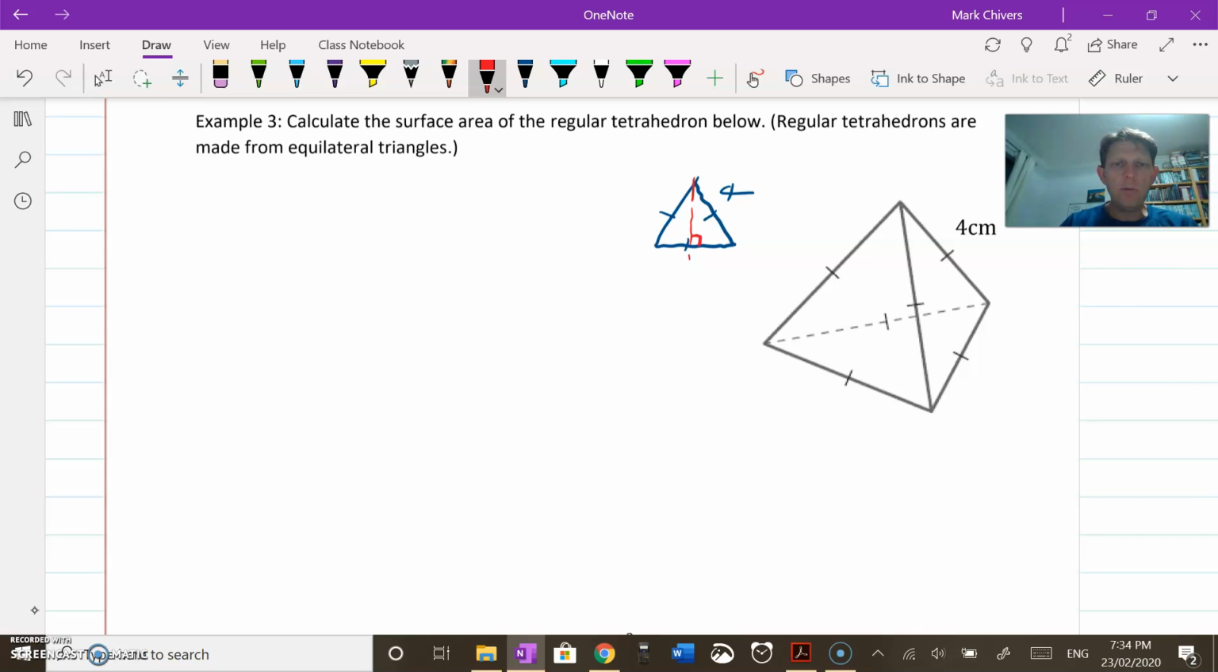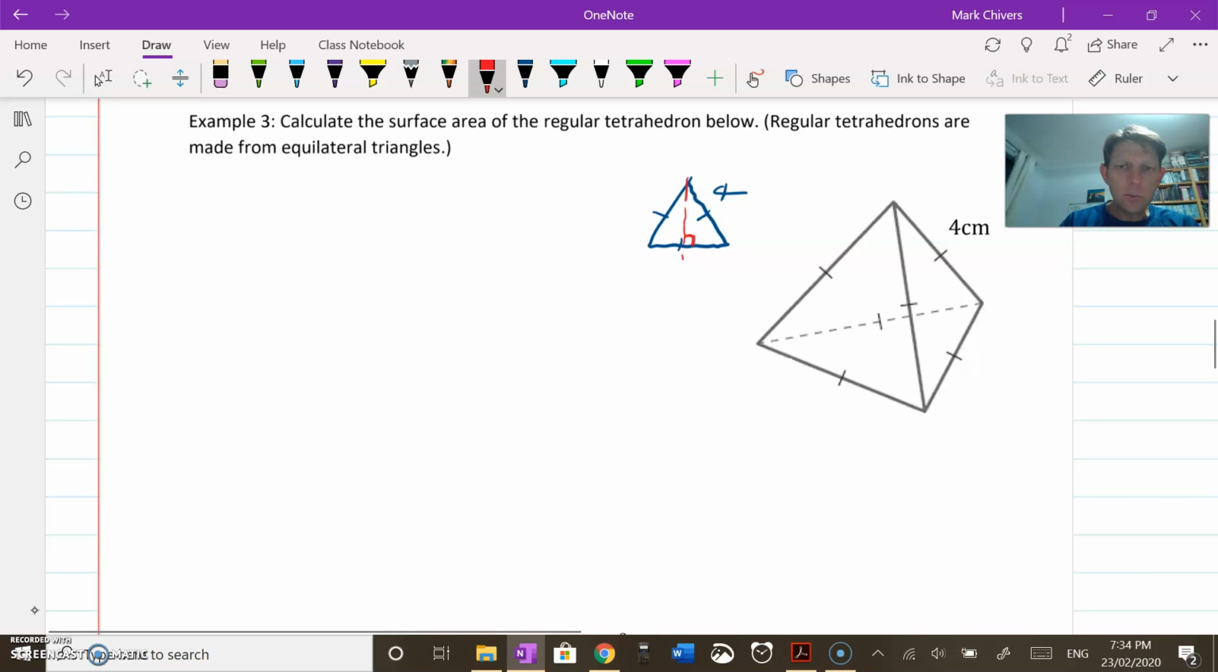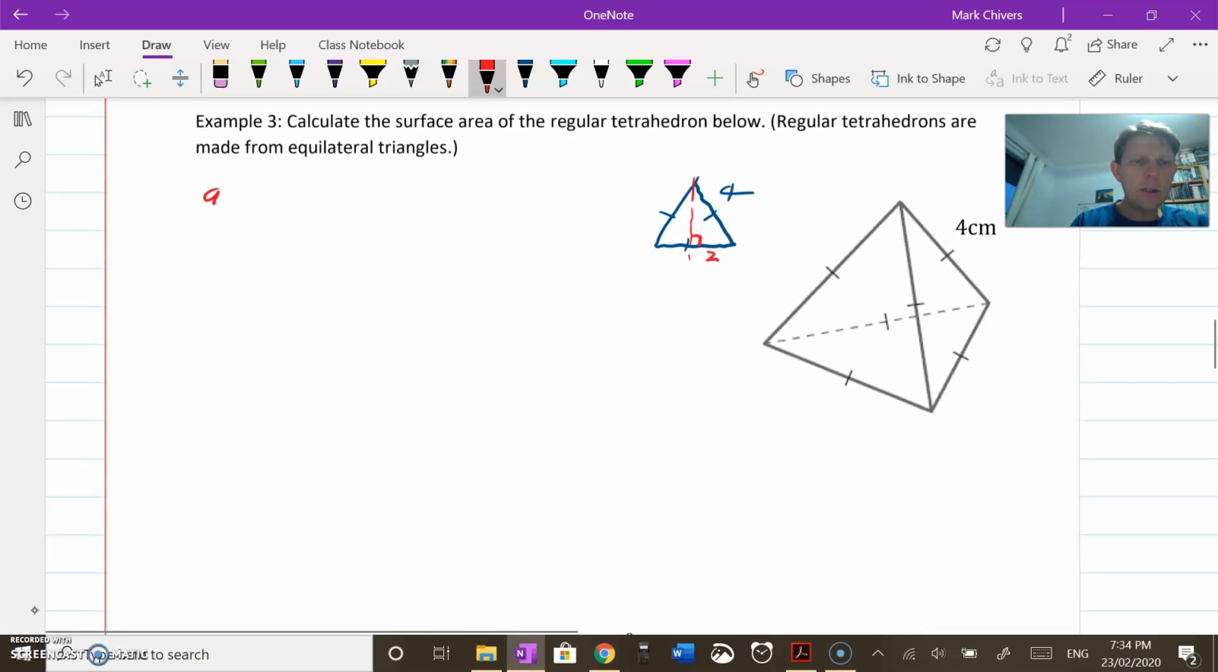So once we do that, we realize obviously that means this little spot down here must be half of 4, so that's going to be 2. And so we can use Pythagoras to work out the height of that triangle. So for that, we're just going to use the standard a squared equals c squared minus b squared. And in this case, that's going to be 4 squared minus 2 squared. Now 4 squared is 16, 2 squared is 4, 16 minus 4 is going to give us 12. So a is the square root of 12.